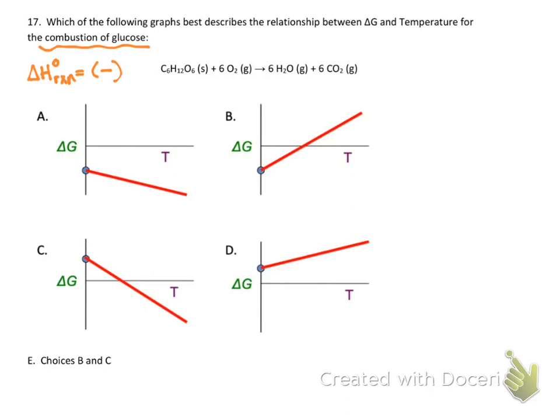Then, we can look at our reaction to figure out if it's an increase or a decrease in entropy. So we're going from 1 mole of solid and 6 moles of gas to 12 moles of gas. Whoa! 1 mole of solid and 6 moles of gas to 12 moles of gas. We're looking at an increase in entropy. Finally, if we want to consider the temperature dependence of delta G, remember delta G is equal to delta H minus T delta S.